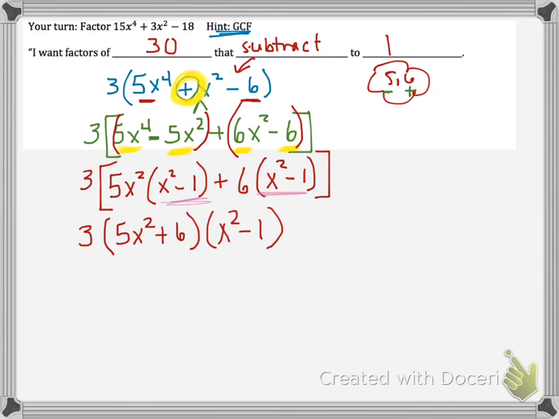Now maybe you pull out that x squared minus 1 first. Doesn't matter what order they're in as long as all 3 are being multiplied together. And again, don't forget to check with FOIL.